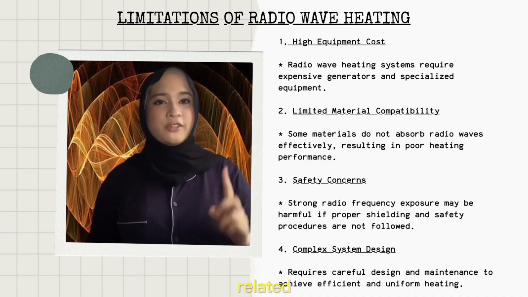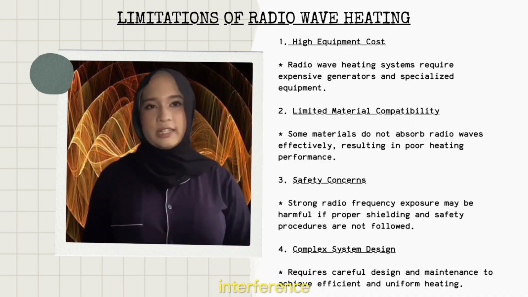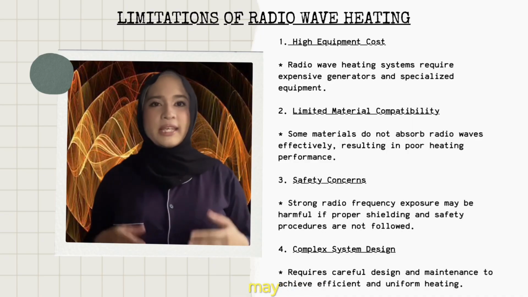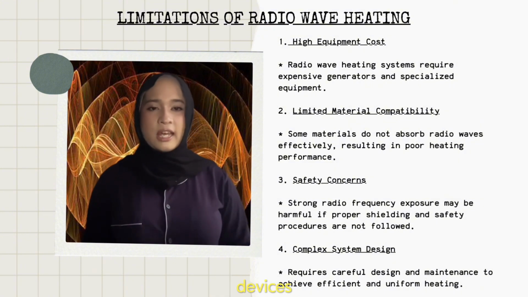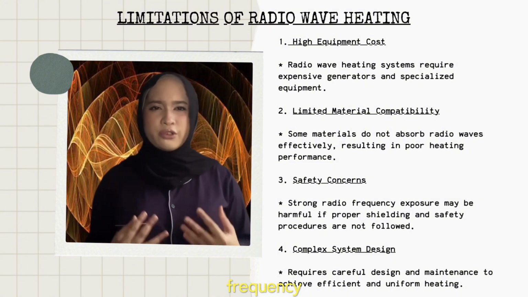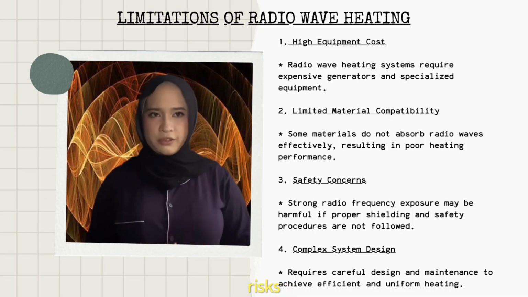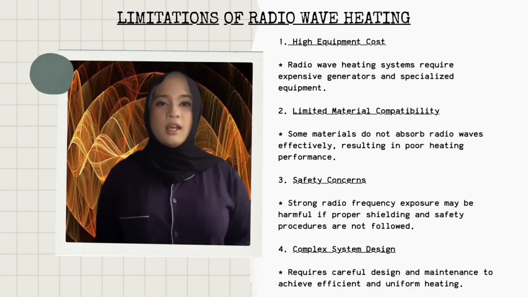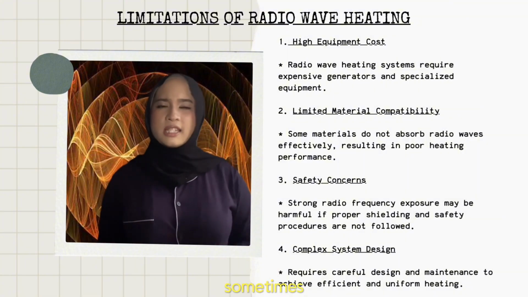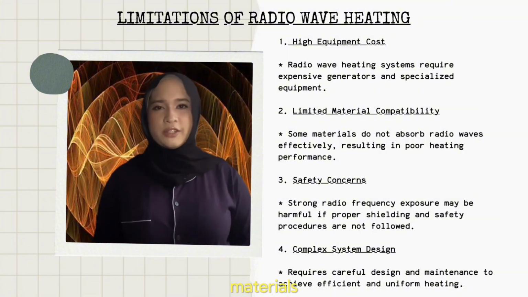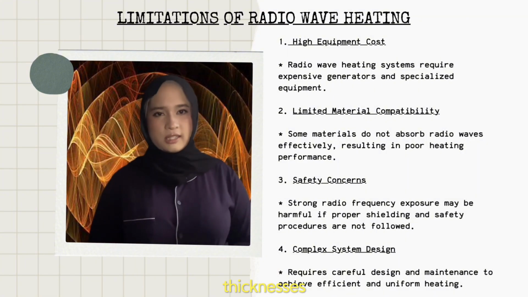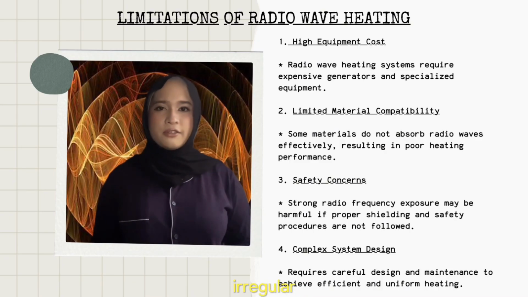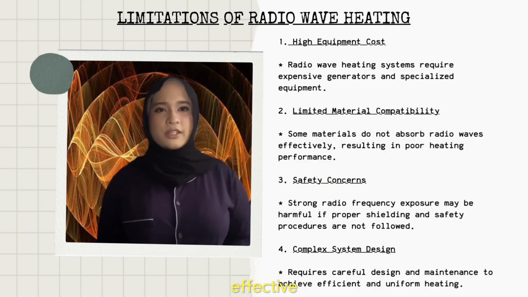Another limitation is related to safety and electromagnetic interference. High-power radio frequency waves may interfere with nearby electronic devices if the system is not properly shielded. Long-term exposure to strong radio frequency fields may also pose health risks, so strict safety standards and protective measures must be followed. Lastly, achieving uniform heating can sometimes be challenging, especially for materials with irregular shapes or different thicknesses. Therefore, proper system design, frequency selection, and regular maintenance are required to ensure effective heating.